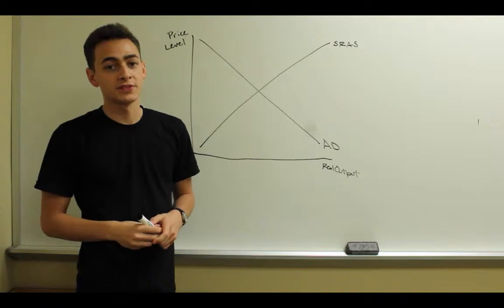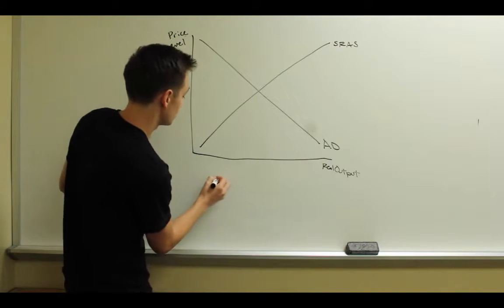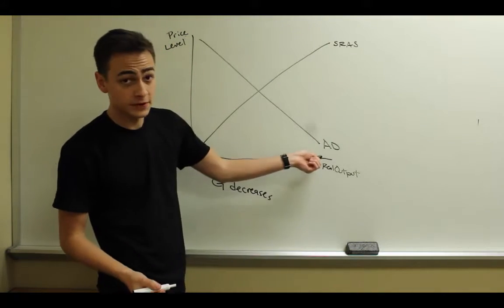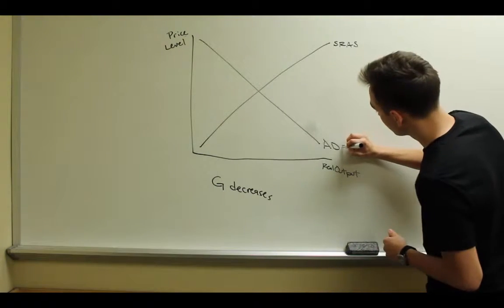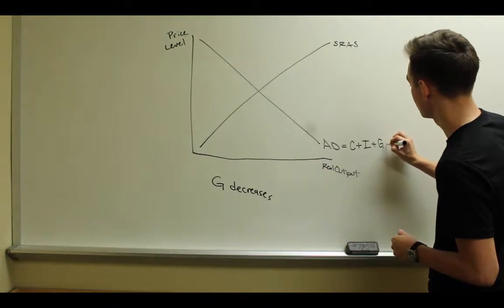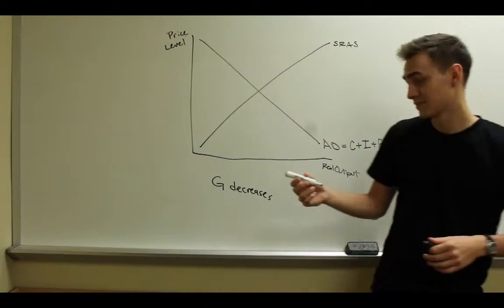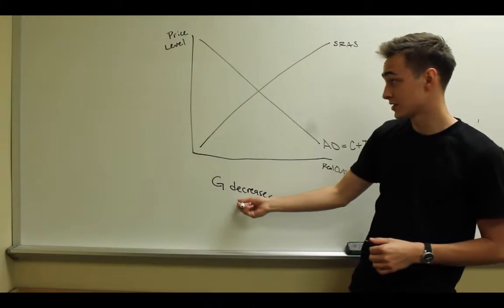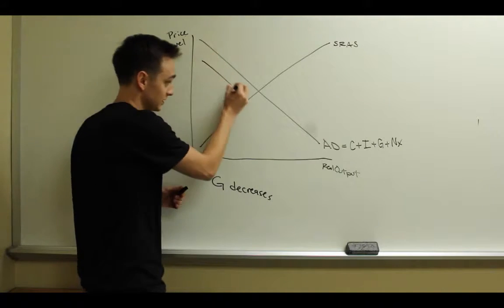Alright, so let's look and see what happens when government spending decreases. So we'll say government spending decreases. So what happens here? Aggregate demand, remember, is equal to consumption plus investment plus government spending plus net exports. And so since government spending is part of aggregate demand, when government spending decreases, aggregate demand will decrease.